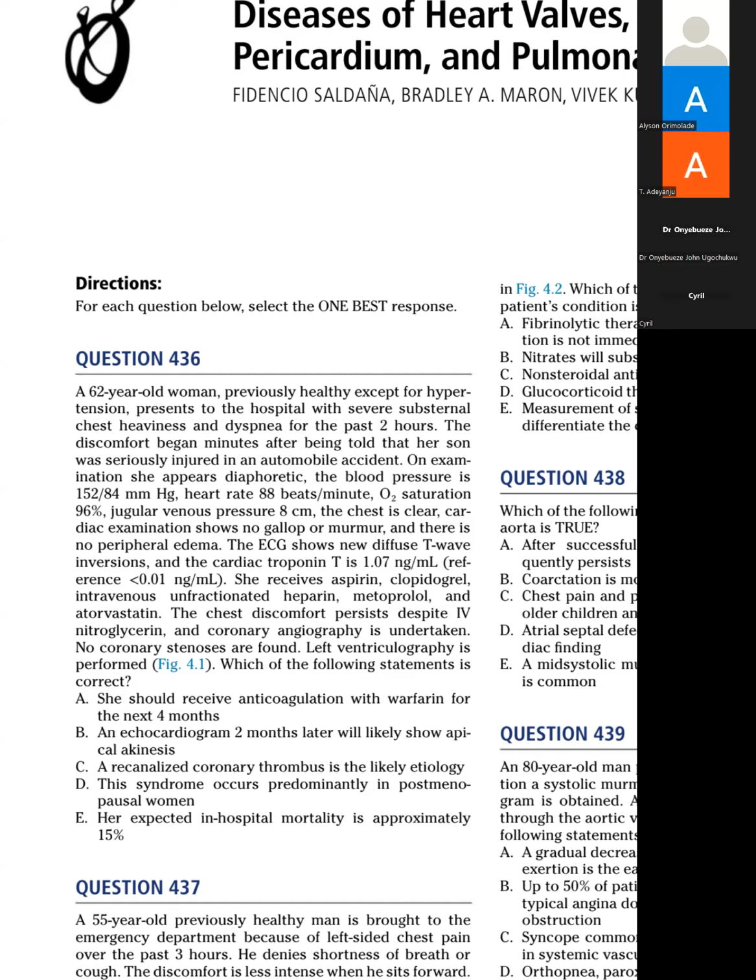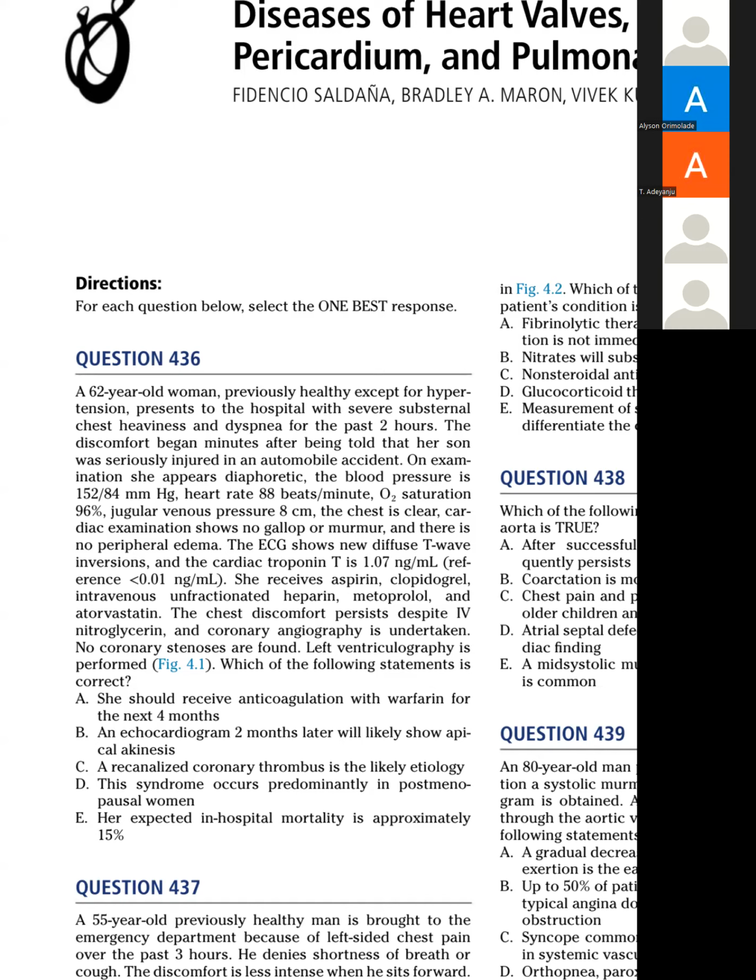By the way, they could have slight elevations in troponin. This patient has elevation. Oh, okay, fine. This is a form of MINOCA. This one too has elevation. Sorry, I just remembered that.